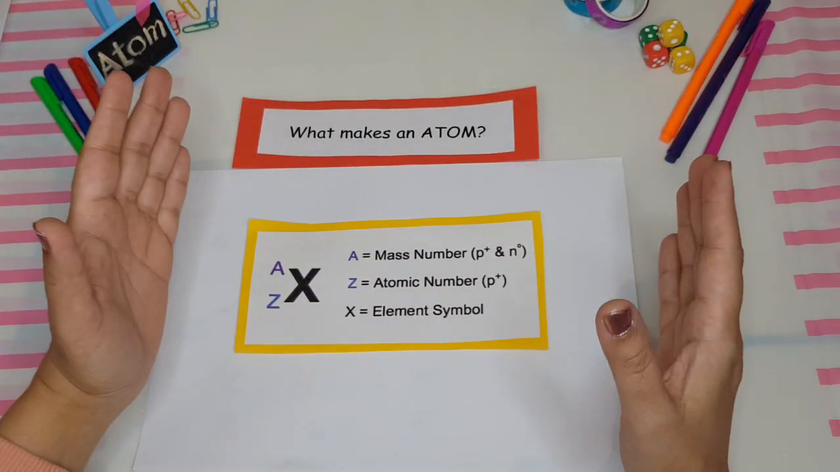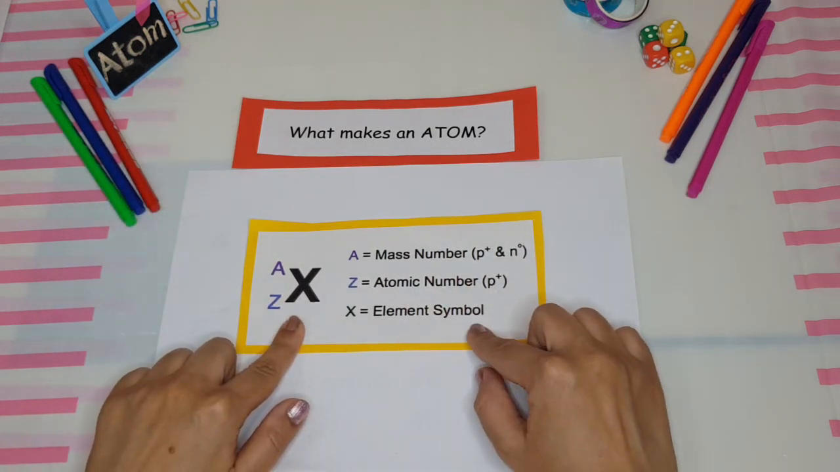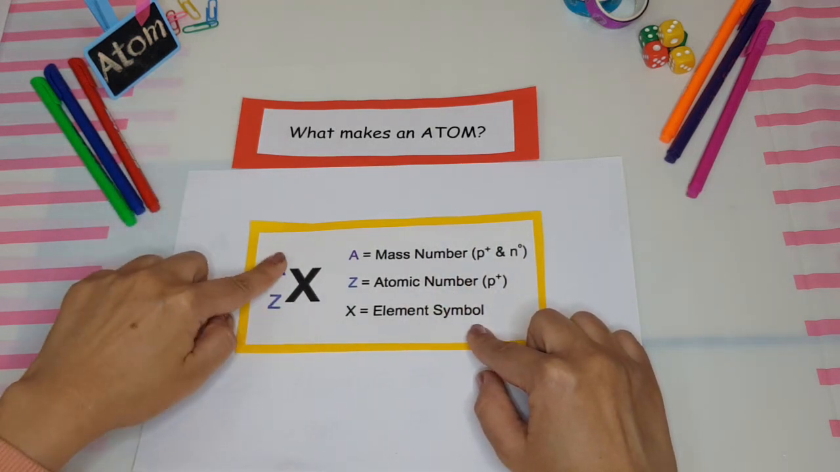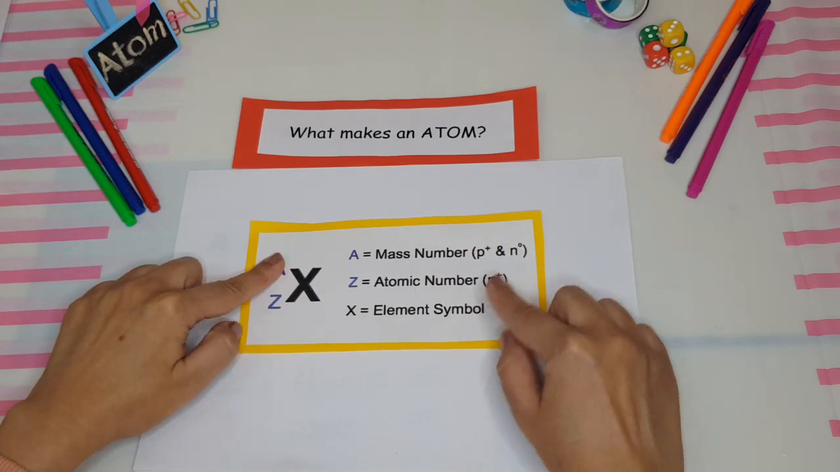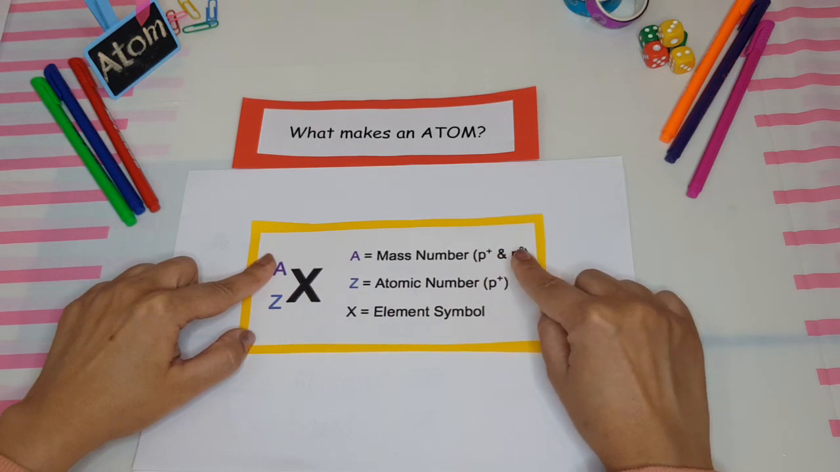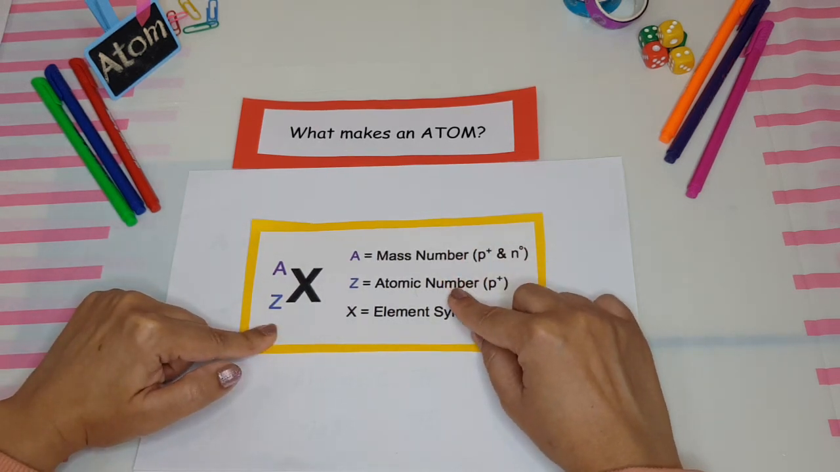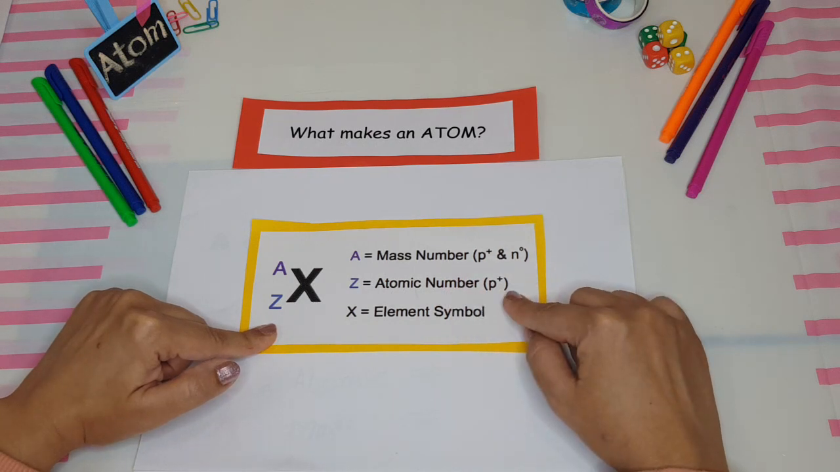Now let's talk about the chemical symbol. X represents the element symbol, while A on the top of it is the mass number, which is the number of protons and neutrons in an atom. Z represents the atomic number, which is the number of protons in any atom.